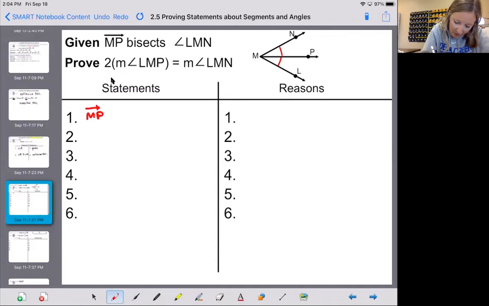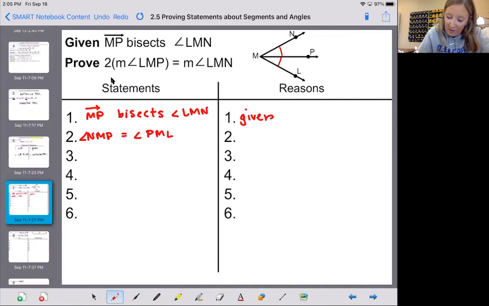Ray MP bisects angle LMN. That's given. Now, technically, if you look at the picture, the angles are marked already, right? So technically, I could say this angle here is congruent to this angle here because it's marked in the diagram. But I'm not going to say it because it's given. I'm going to say angle NMP is equal to angle PML. And the reason I know that they're equal is because that's the definition of bisecting. Okay, that's what it means to bisect, right? Is that they are cut into two equal pieces, so they are equal.